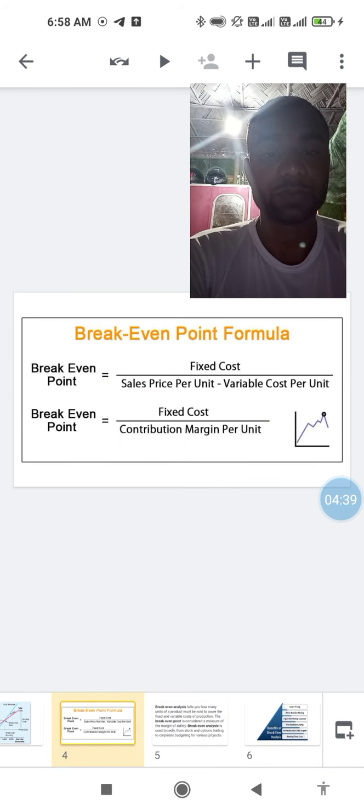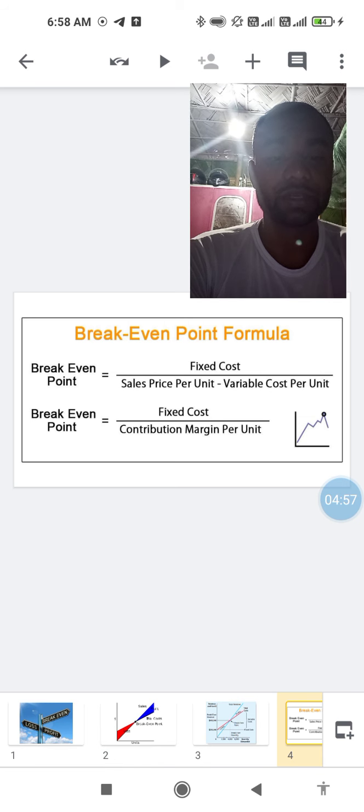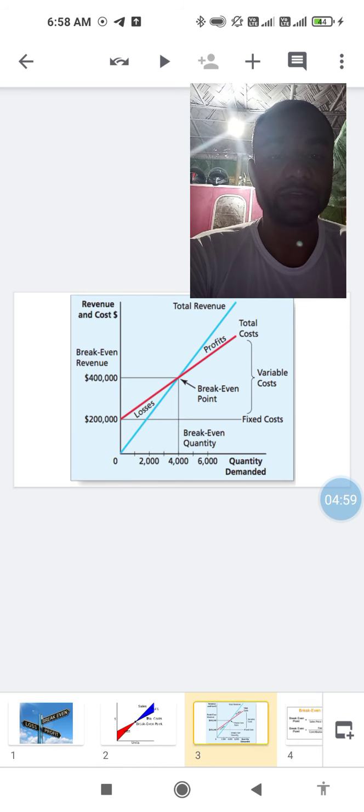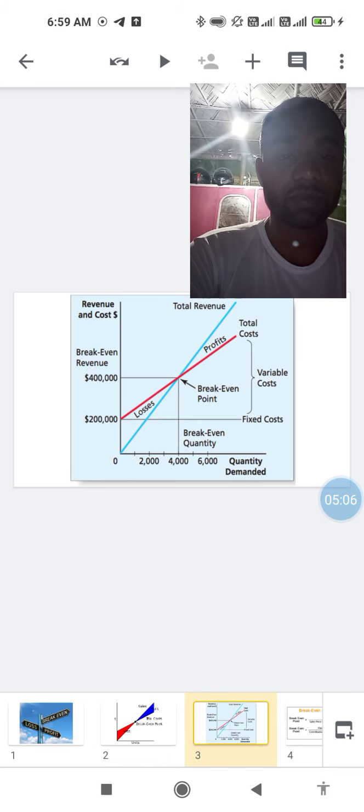Formula for calculation of break-even point: fixed cost by sales price per unit minus variable cost per unit. Then the second way: fixed cost by contribution margin per unit. That means sales price per unit minus variable cost per unit is equal to contribution margin per unit. This is a figure which shows the point. You can see the arrow mark, that cursor is the point of break-even, where the amount of profit as well as the amount of loss is equal.